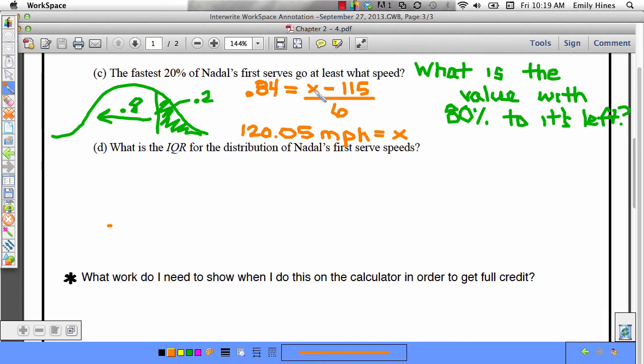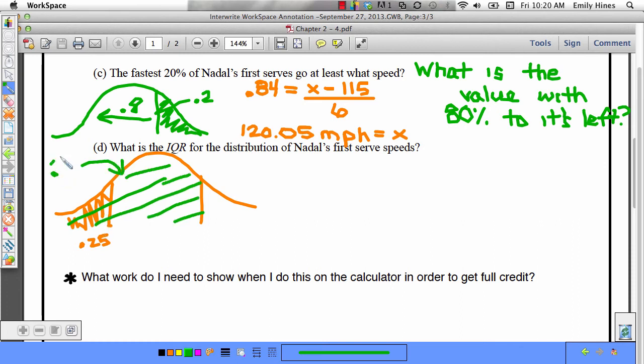Okay, the next question is, what is the IQR for the distribution of his first serves? We know the IQR goes between the 25th percentile and the 75th percentile. So this area right here is 0.25, and this area right here, 0.75. I use inverse norm on the calculator, or table A, to find their z-scores, and I get a z-score of negative 0.67 and a z-score of positive 0.67.